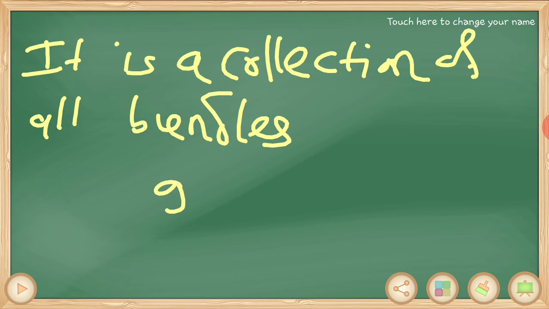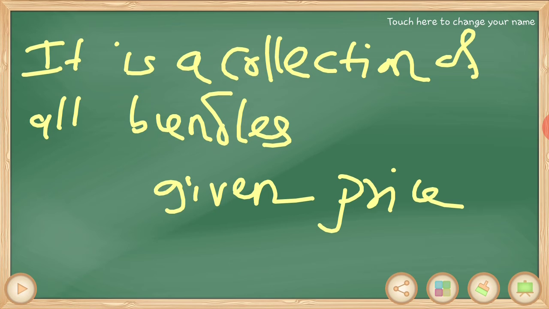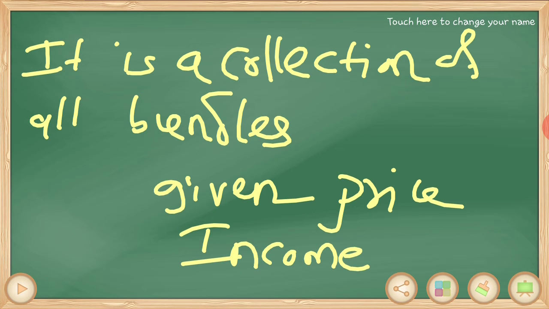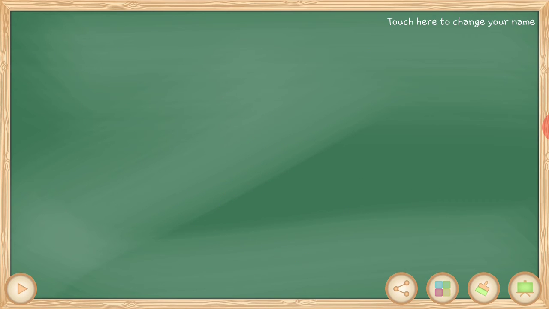This is the very interesting point. It is at a given market price and at a given level of income. Given price and given level of income, these two are very important. So what is a budget set? It is a collection of all bundles available to the consumer at the prevailing market price at a given level of income. And this budget set is already explained with the help of one numerical example.